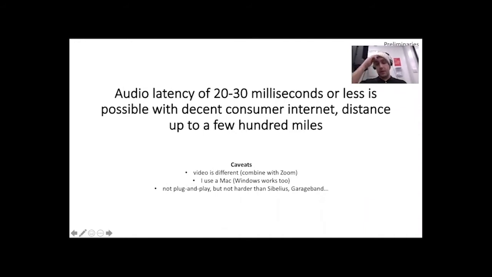So the first thing to say is that audio latency, which means delay, of 20 to 30 milliseconds or less is possible with decent consumer internet, and we will quantify what decent means shortly, and with distance of up to a few hundred miles, although that's of course a ballpark figure. So 20 to 30 milliseconds is about the latency you would have in real life if you were sitting in a room 8 or 9 meters away from somebody.